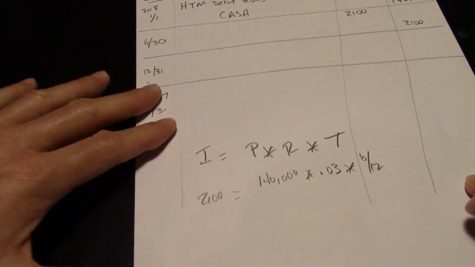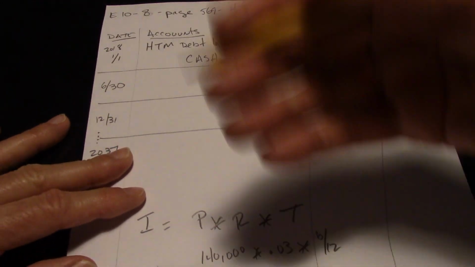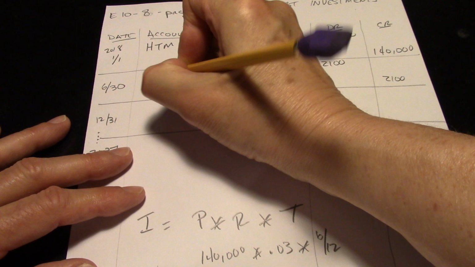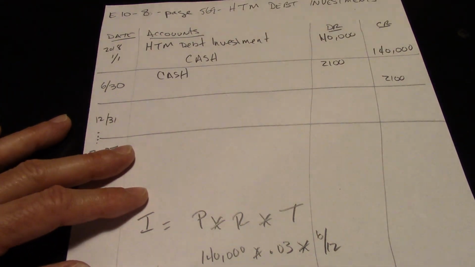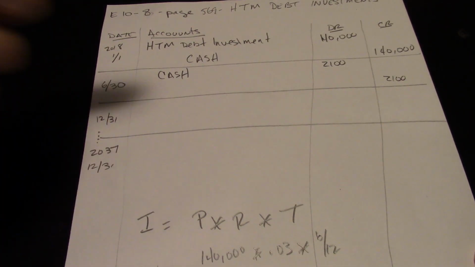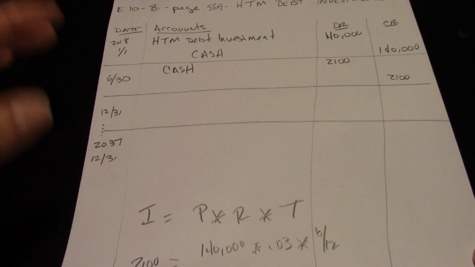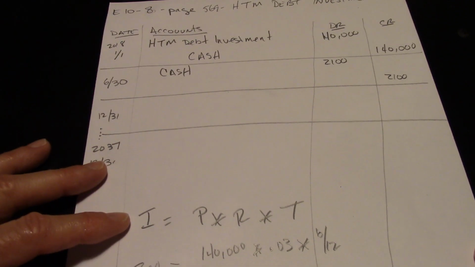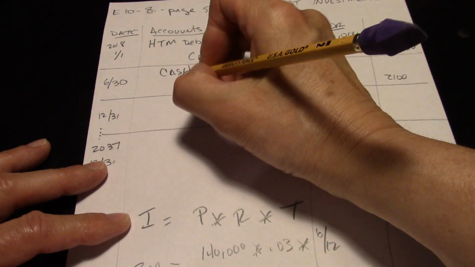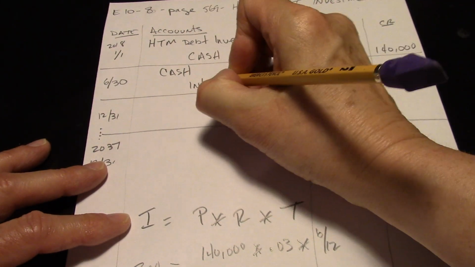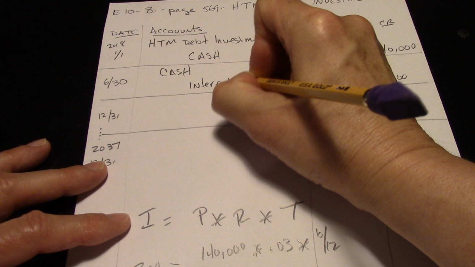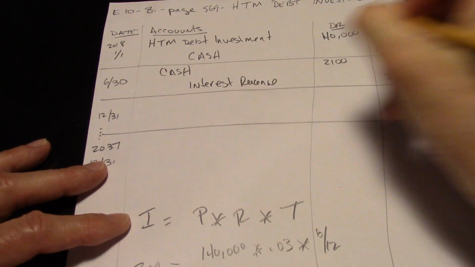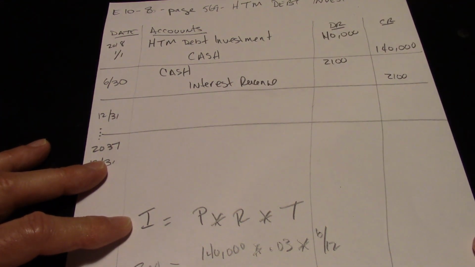And of course, that's cash that comes in. When we get paid interest, we get some cash in. For lending them $140,000, they paid us $2,100 over 6 months. And of course, that is what we would call interest revenue. We earned that interest revenue.